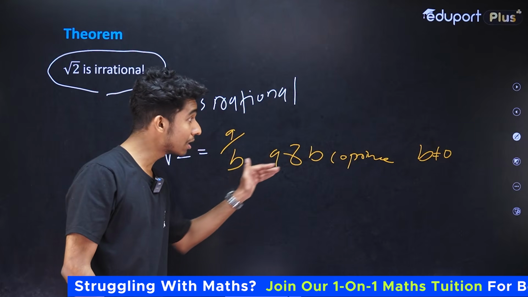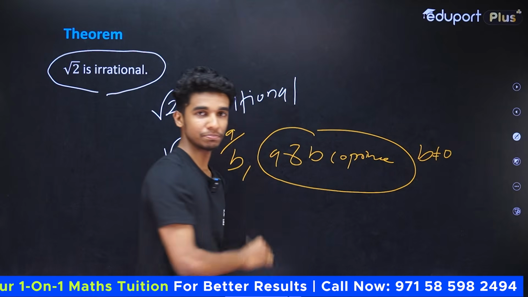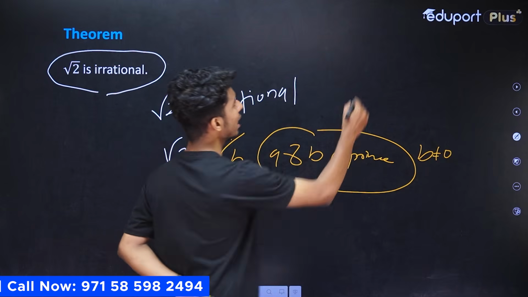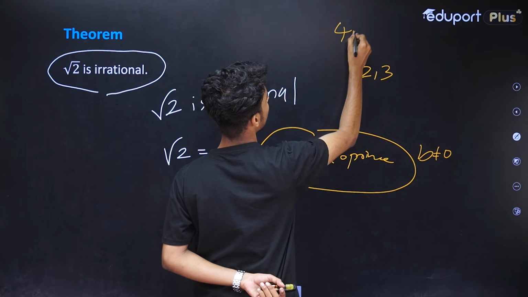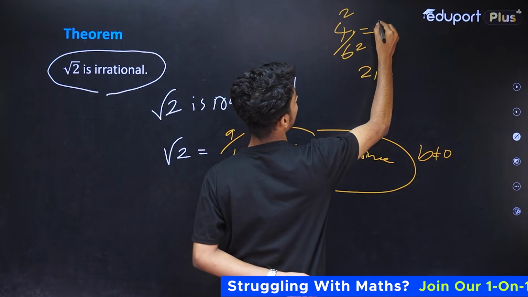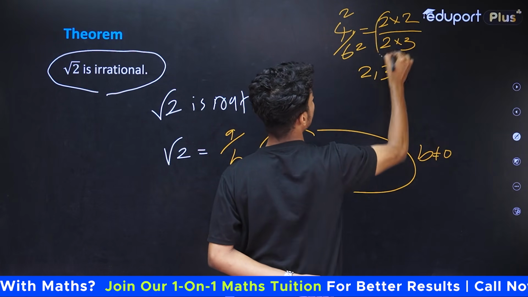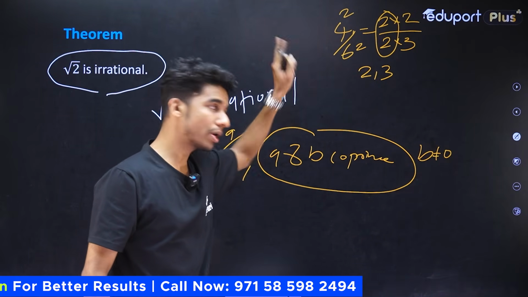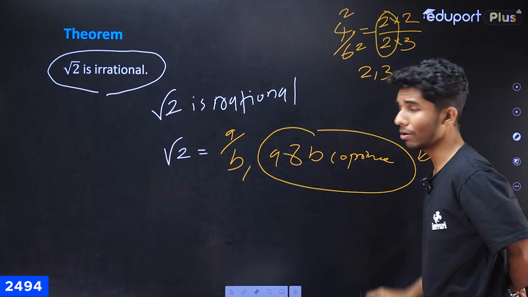In the going, we will prove that A and B are not co-prime. What is co-prime? 2 and 3 are co-prime. But 4 and 6 are not co-prime, because we have the common factor 2 here and 2 here. 4 can be written as 2 into 2, and 6 can be written as 2 into 3. This 2 is common. So we are going to contradict the thing that A and B are co-prime.